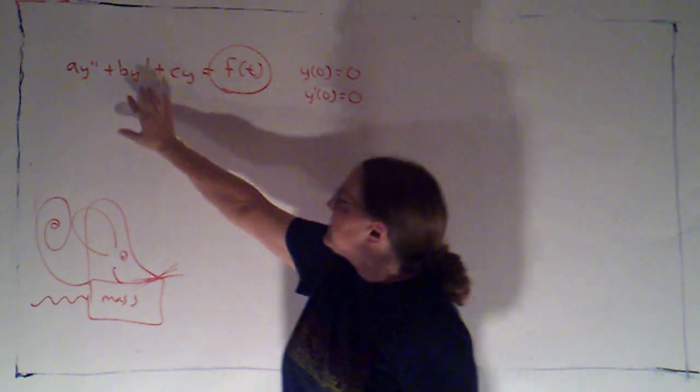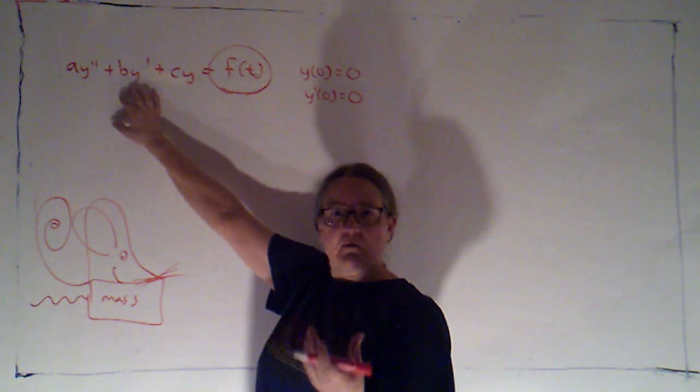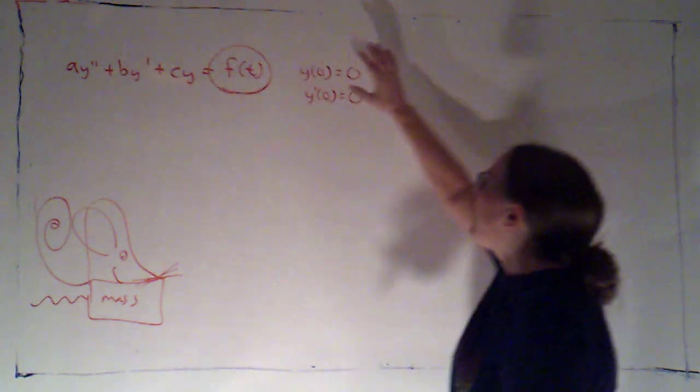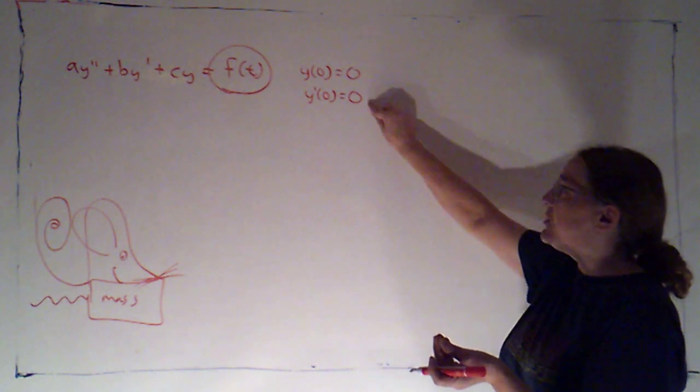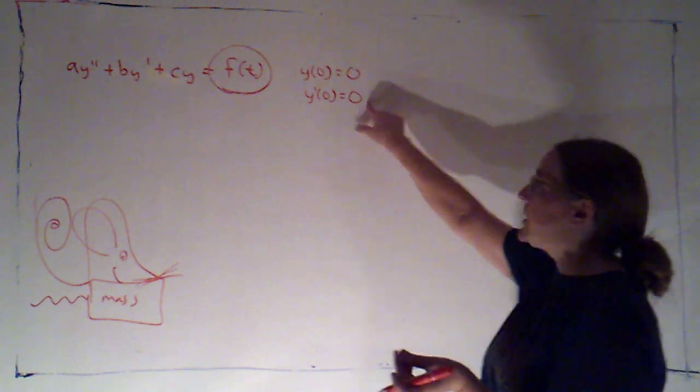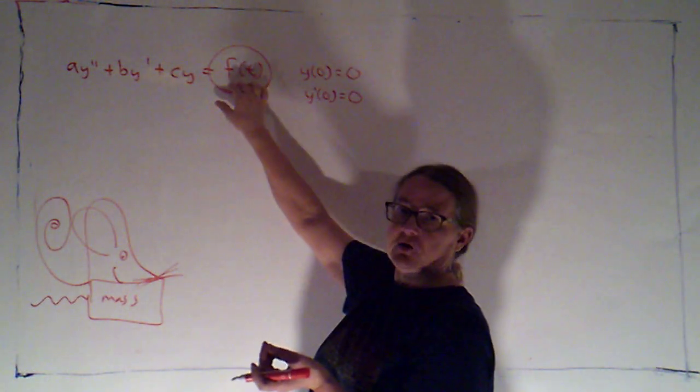So I'm keeping that, and in the same condition, so with the same damping coefficient. I'm also going to keep the initial condition the same. I'm going to make sure that I always start at position 0 with velocity 0. What we're going to do is vary the forcing function.